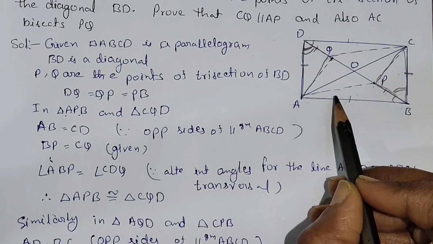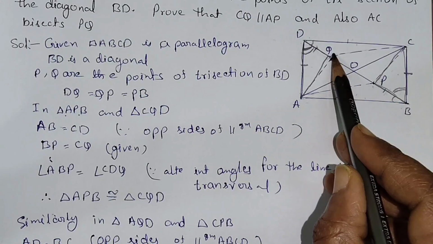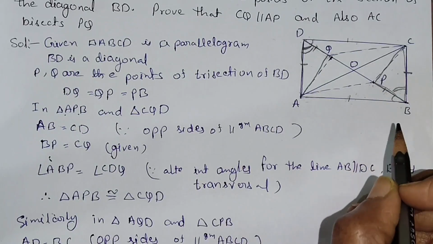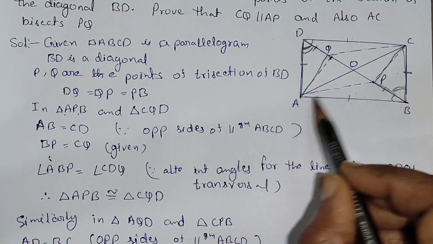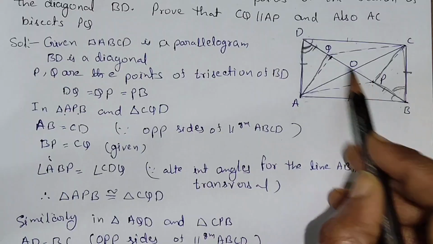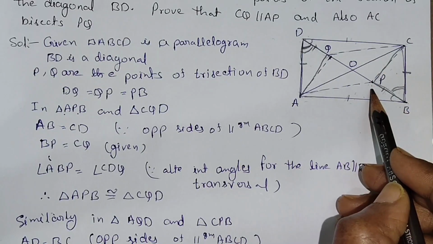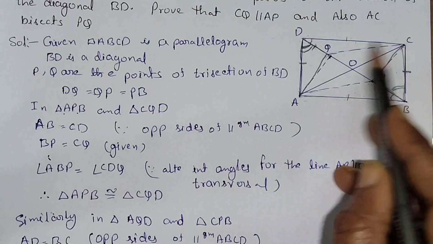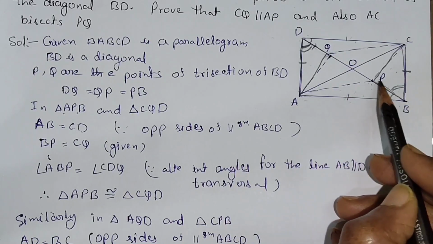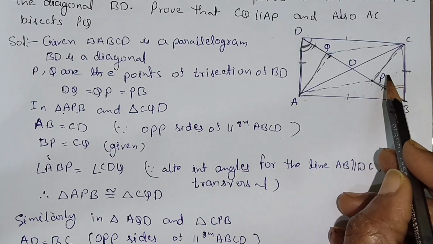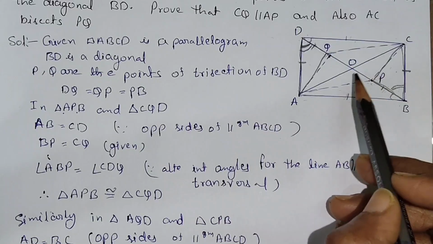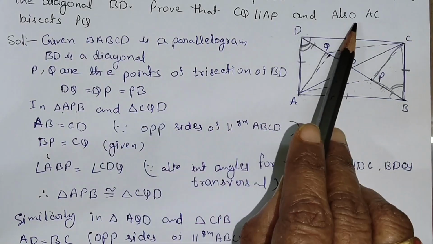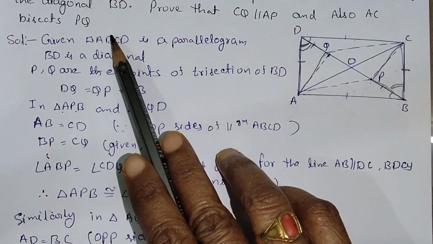Next, CQ is parallel to AP. These two are the parallel sides. Now AC bisects PQ, because these two are the diagonals of the parallelogram APCQ, and in a parallelogram diagonals bisect each other. So AC bisects PQ. The proof asks us to show that AC bisects PQ.